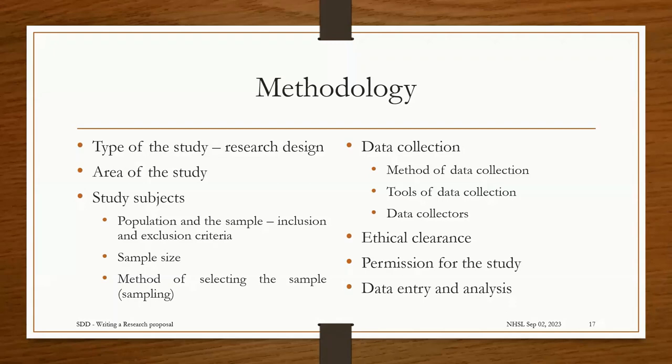For sample size, you actually have to talk to a statistician. Then the method of selecting the sample: random sampling and non-random sampling. In random sampling there are various ways: simple random sampling, systematic sampling, stratified random sampling. There are also snowballing, consecutive and purposive sampling, those kinds of things, and then how you select the sample.